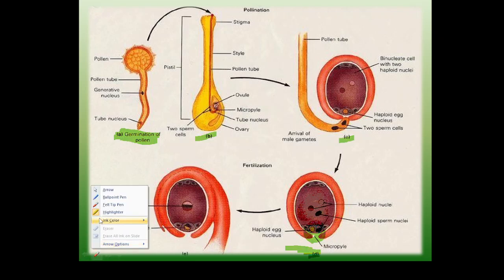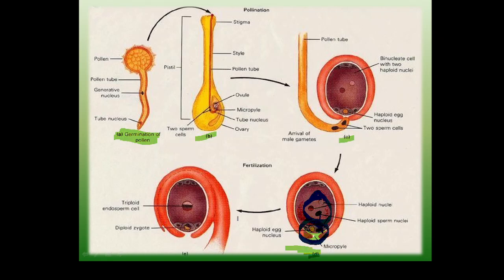If you are not able to understand, I will show you again. Please wait. Let me use this color. This is the male nucleus. These are the two female polar nuclei. So it is getting fertilized here, and here the egg nucleus is fertilized. And finally, here the diploid endosperm cell is formed, and here the diploid zygote is formed.